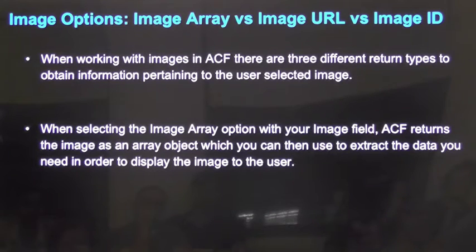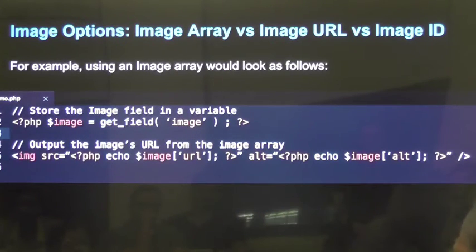Another field that people use often is image fields, and there are three different ways of outputting an image. The first one is through an image array, which we have an example here. Basically, you can store the image into a variable, and you can output different attributes of that image. So you can use the URL part of the array, or the alt. You can also use height, width, and so on and so forth. That's an output that people usually use if you want a little bit more nuance.